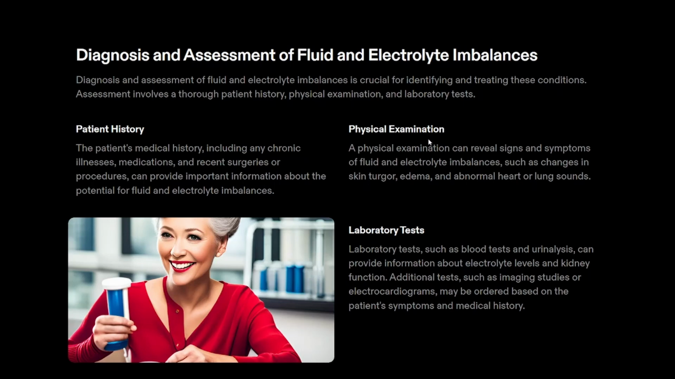In case of physical examination, we need to observe the skin turgor, any edema, and abnormal heart or lung sounds. Through these changes, we can identify whether the patient is suffering from fluid and electrolyte imbalance or not. In case of laboratory tests, we need to assess blood tests and urine analysis. It will provide information about the electrolyte levels in the body and how the kidneys are performing their function. Next, with the electrocardiogram, we can identify any cardiac dysrhythmias.